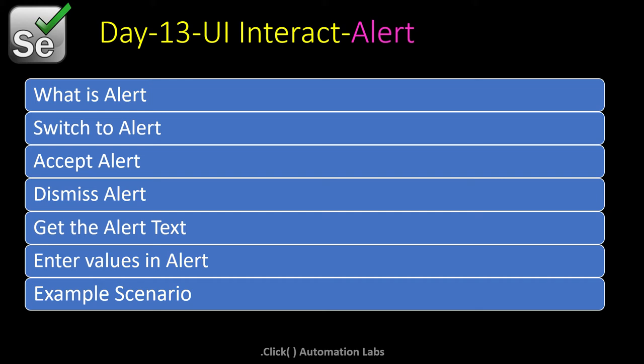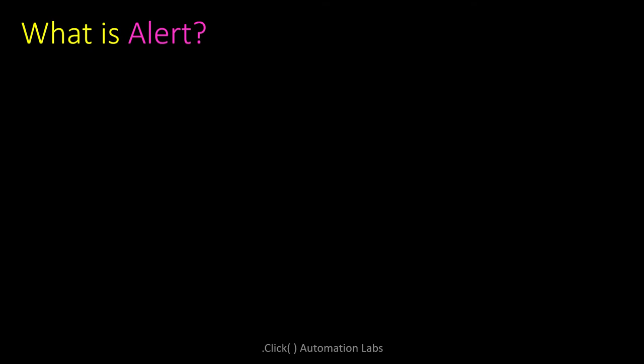In this session, we are going to learn how to interact with alerts using Selenium. The concepts are: what is an alert and how to switch to an alert, how to accept alerts, how to dismiss an alert, get the alert text, and enter values in an alert. We'll also see one live example of how to automate when there are alerts on a web page. So let's get started. What is an alert?